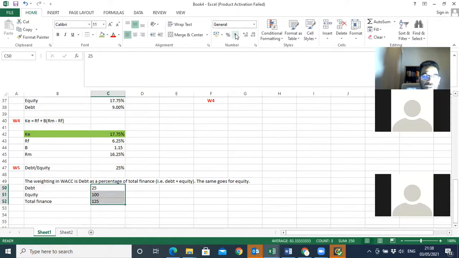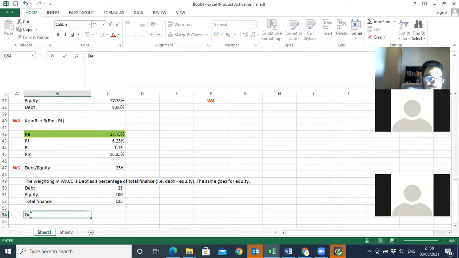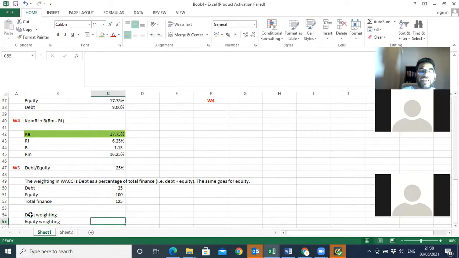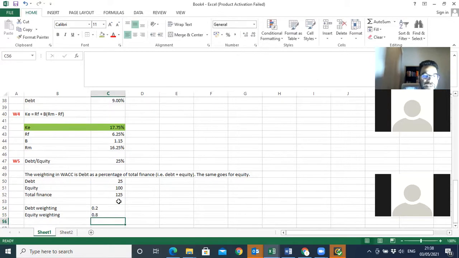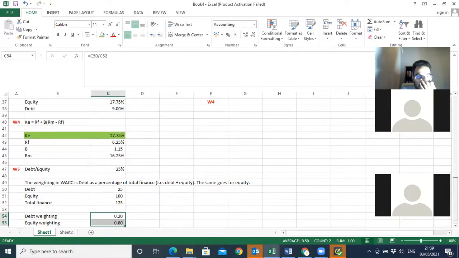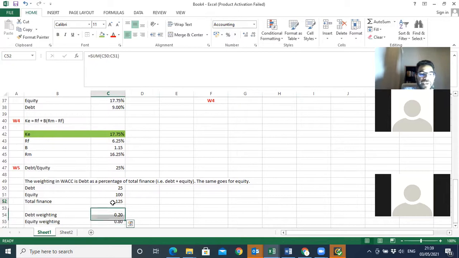So now we can work out the debt weighting and the equity weighting. Remember, the weighting is debt as a percentage of total finance, equity as a percentage of total finance. Very, very important. Don't get fooled on this. You don't want the debt equity ratio. You want debt as a percentage of total finance, equity as a percentage of total finance. The way to get total finance is to make equity 100 and to make debt the debt equity ratio, because that's how you'll get to the answers.